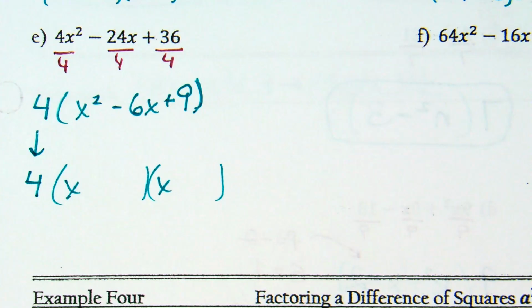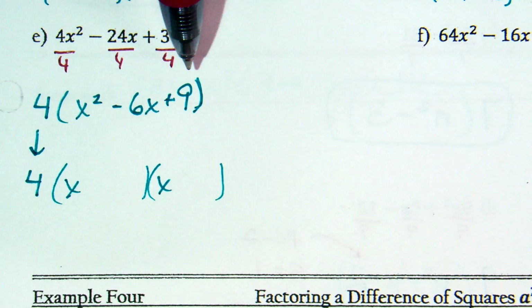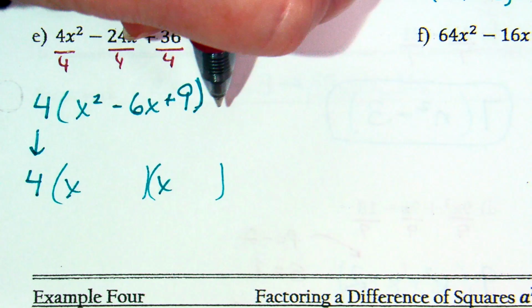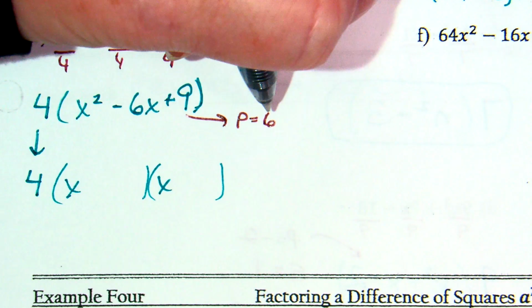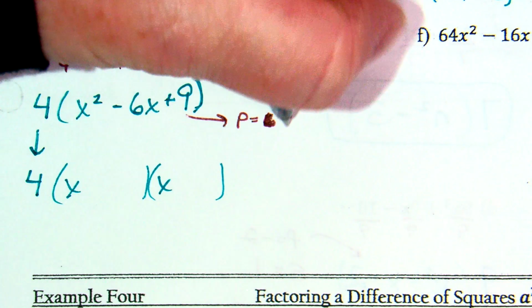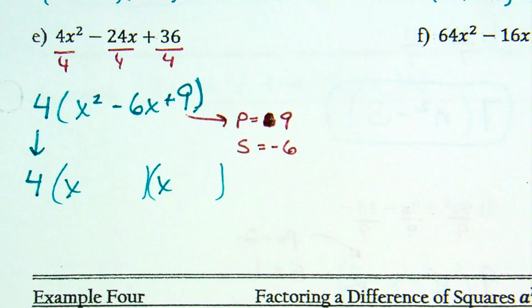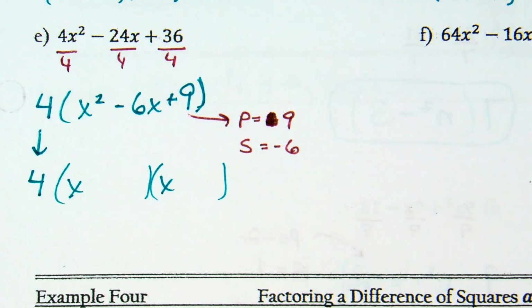How do I determine numbers? Look at my current pieces I'm working with. We need a what? Product of 9, sum of negative 6. What multiplies to be 9 that can then add to be 6? 3 and 3? Yep, that's where I was going next.